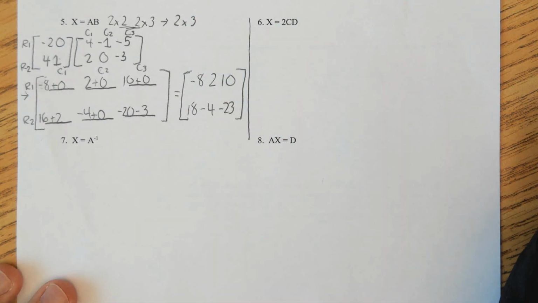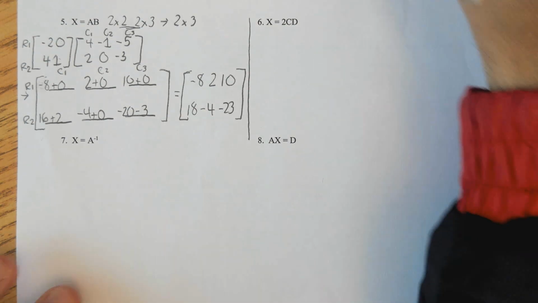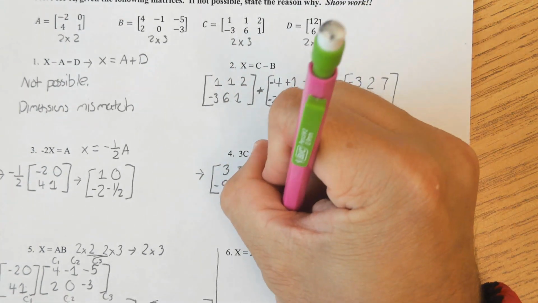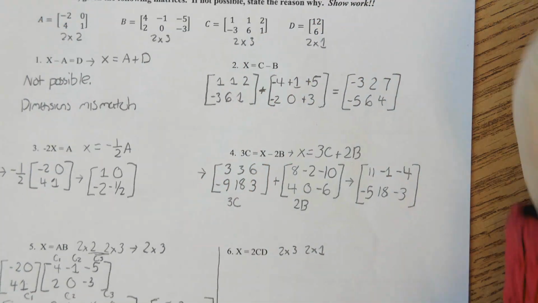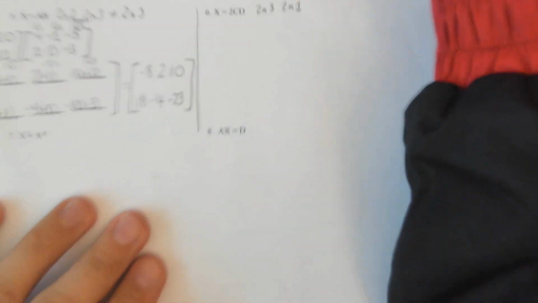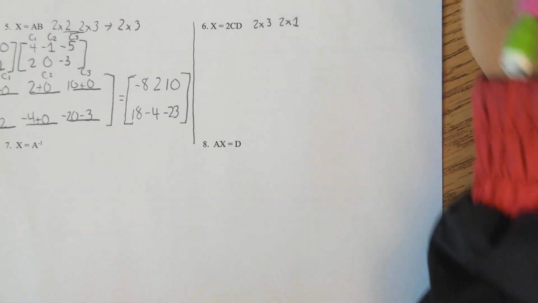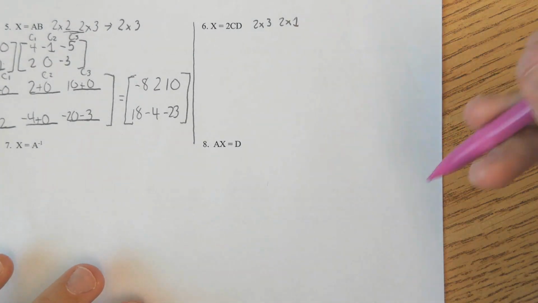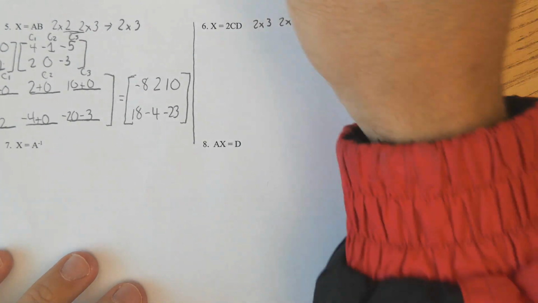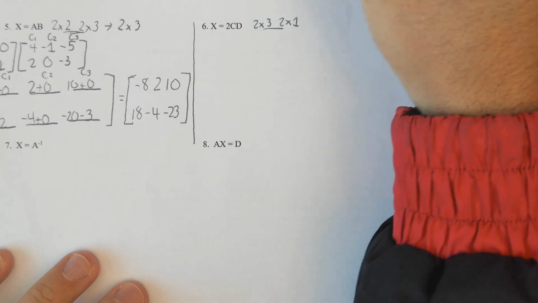All right, next one here, C. X equals 2 times C times D. Okay? So again, let's check C and D here. So C is a 2 by 3, and D is a 2 by 1. Look at that. I was about to go ahead and do that. Thank God I checked the dimensions. Okay? So they don't match.